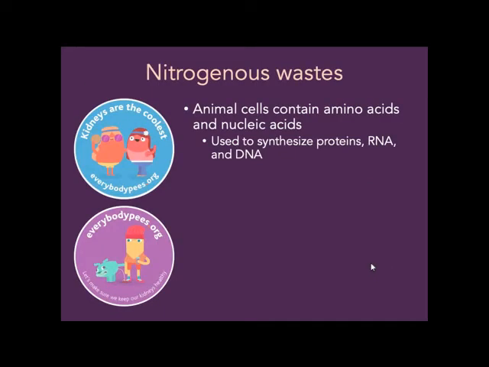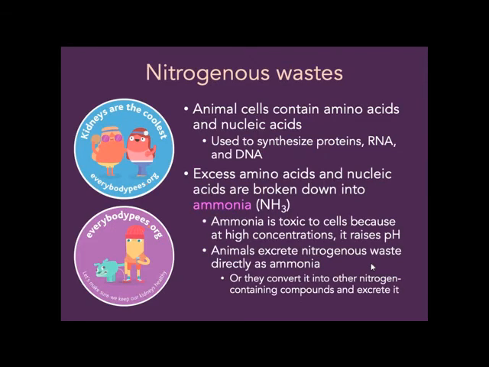All right. So all of our animal cells contain amino acids and nucleic acids, right? And so you need them to synthesize proteins and RNA and DNA. But then we have extra amino acids and nucleic acids, and they get broken down into ammonia, or NH3. And the problem with ammonia is that it's toxic to our cells, because if we have high concentrations of ammonia, our pH is raised. And remember, what happens if you have too high a pH? Your enzymes get denatured. Yeah. So we have to get rid of nitrogenous waste.